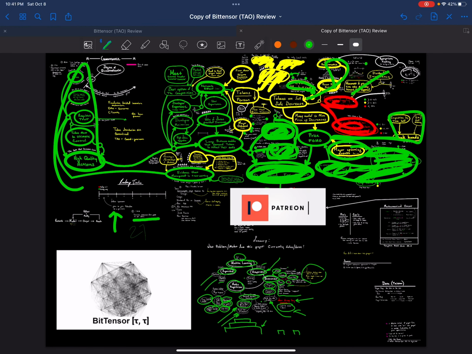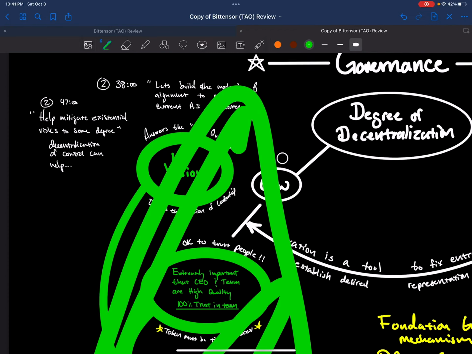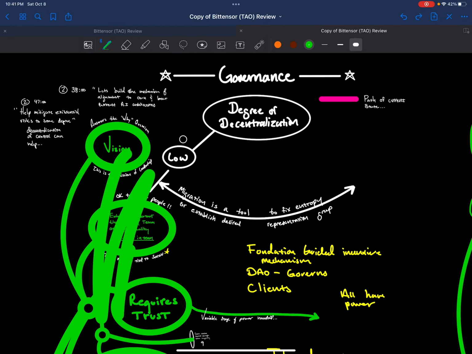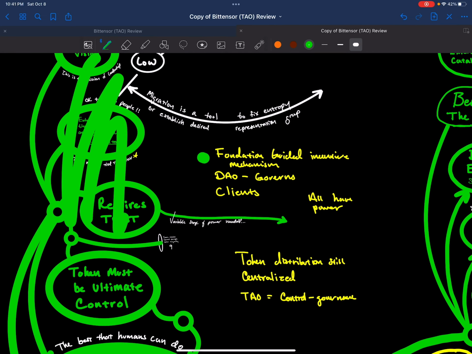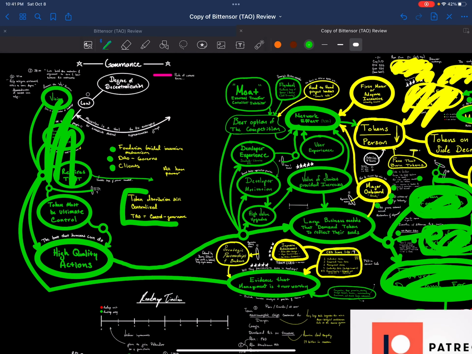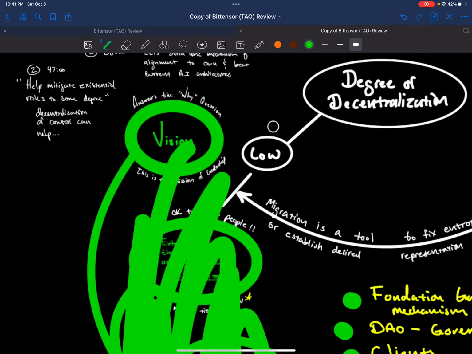All right, regarding governance, this is centralized for now, but obviously it will grow to be more decentralized. There's a foundation-guided incentive mechanism. The DAO is going to be built out. The clients will be in control, the validators, etc. The token distribution is still centralized, so those are things to think about. Once again, it's early stage.